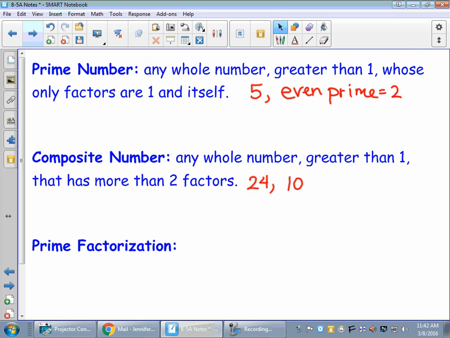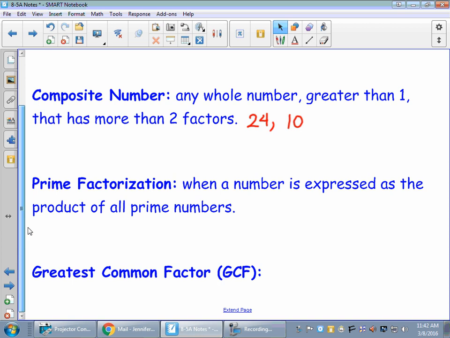I mentioned prime factorization, factoring a number down to its primes. That's the name, prime factorization. It's when a number is expressed as the product of all prime numbers. So on the first page there, when we rewrote 24, we rewrote 24 as 2 cubed times 3.